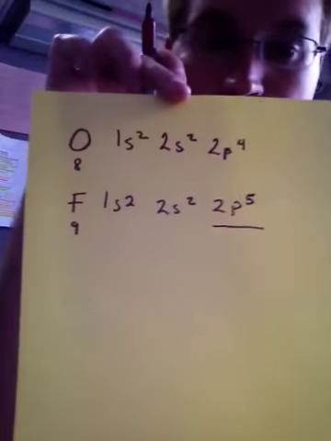So the answer then to this question would be electron repulsion, simply because there are more electrons in the 2p orbital of fluorine, and electron repulsion will be the most relevant thing going on there. I'll go ahead and show you guys that.